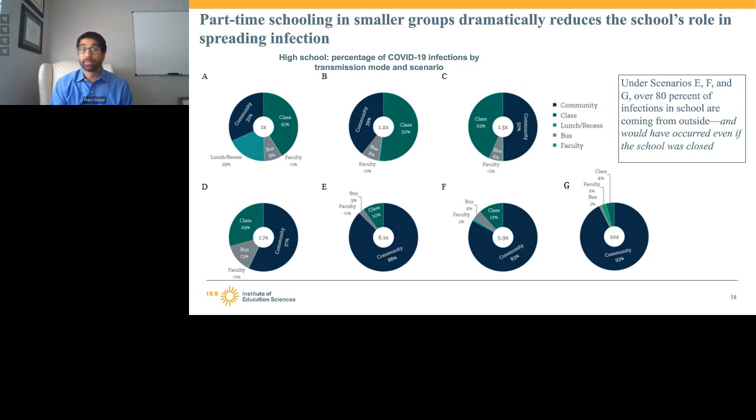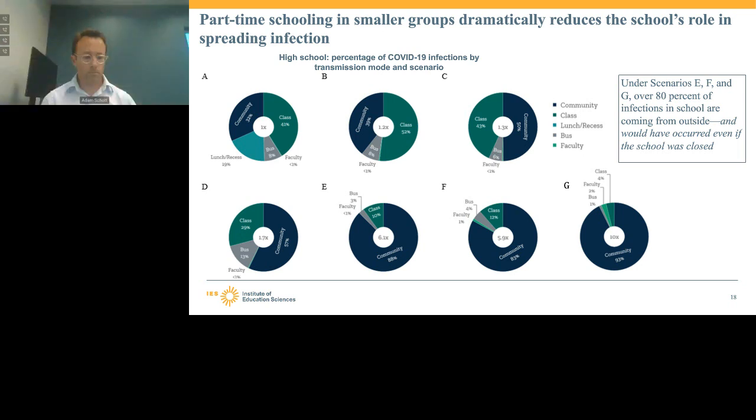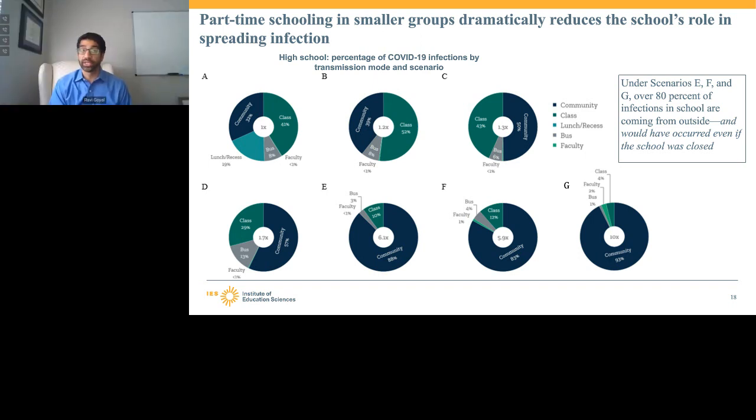The model also produces results indicating whether the transmission occurred in the classroom, lunch, school bus, or faculty meetings, as well as whether the transmission occurred outside the school in the general community. These results are shown by the 7 pie graphs here. Each pie graph represents one of the 7 scenarios, A through G. And I'm just going to walk through a little bit of scenario A, which is shown on the top left.